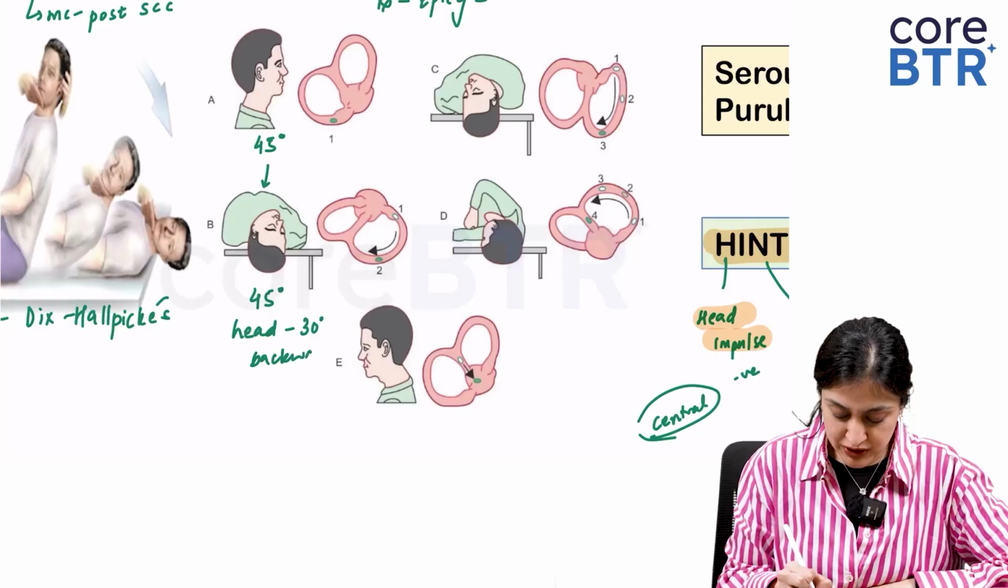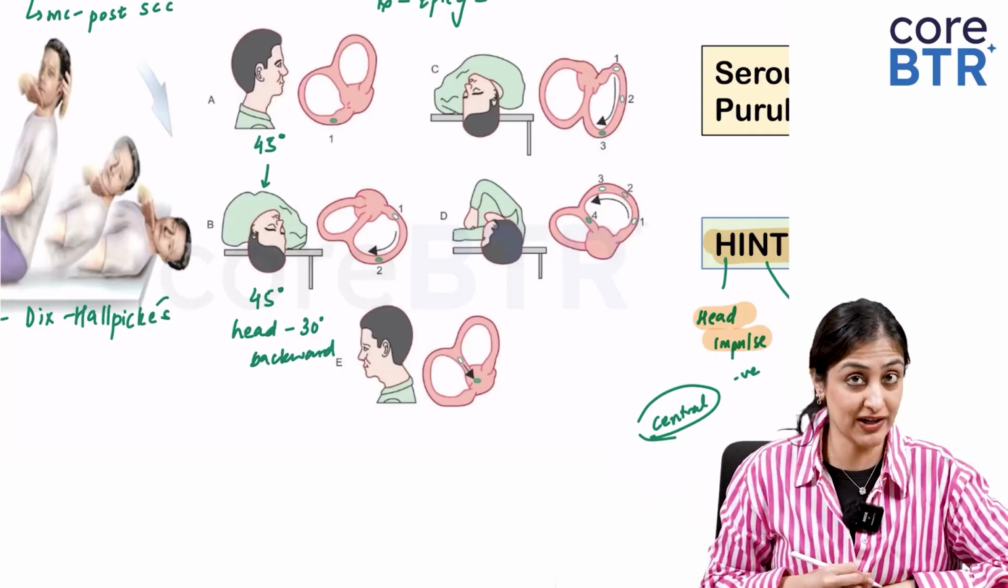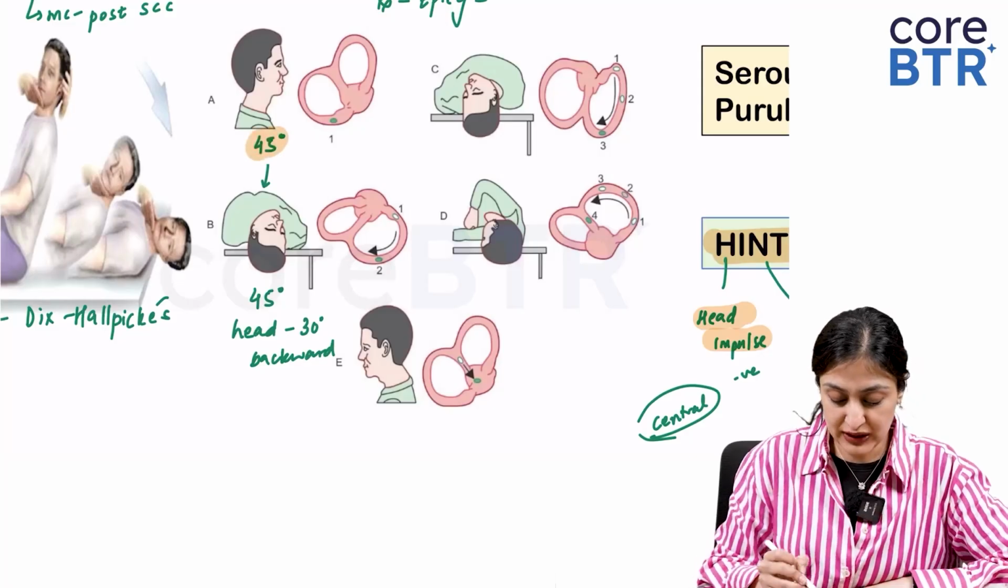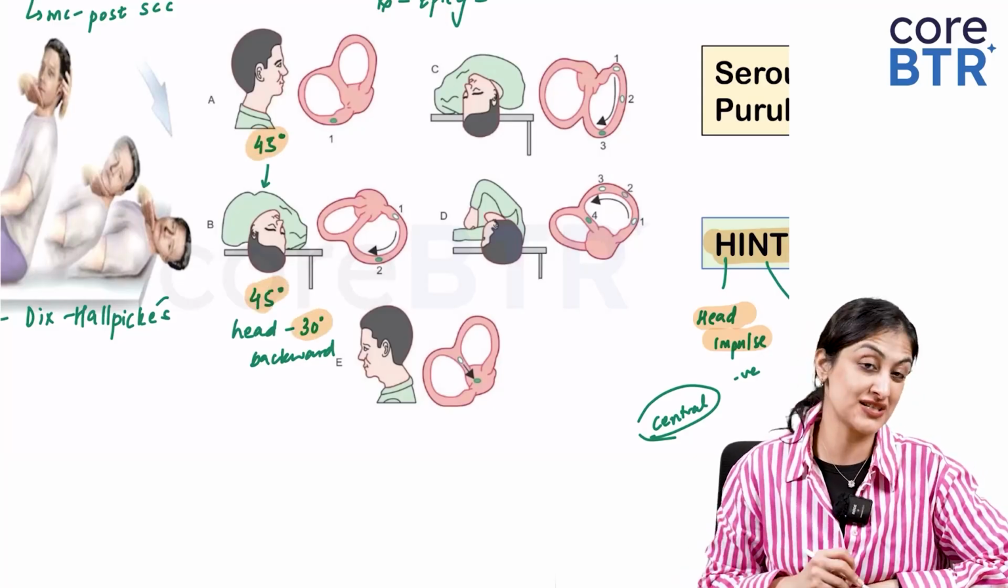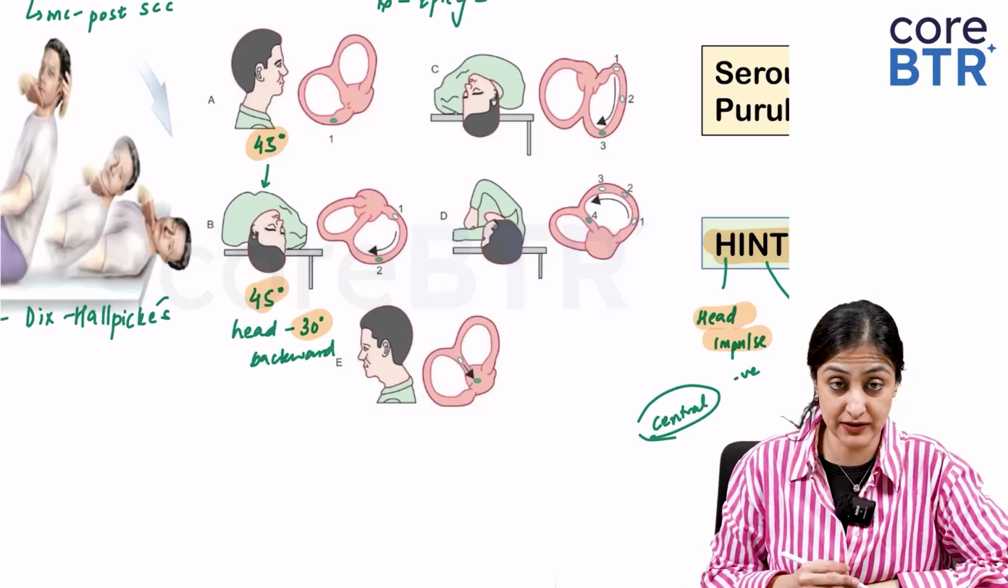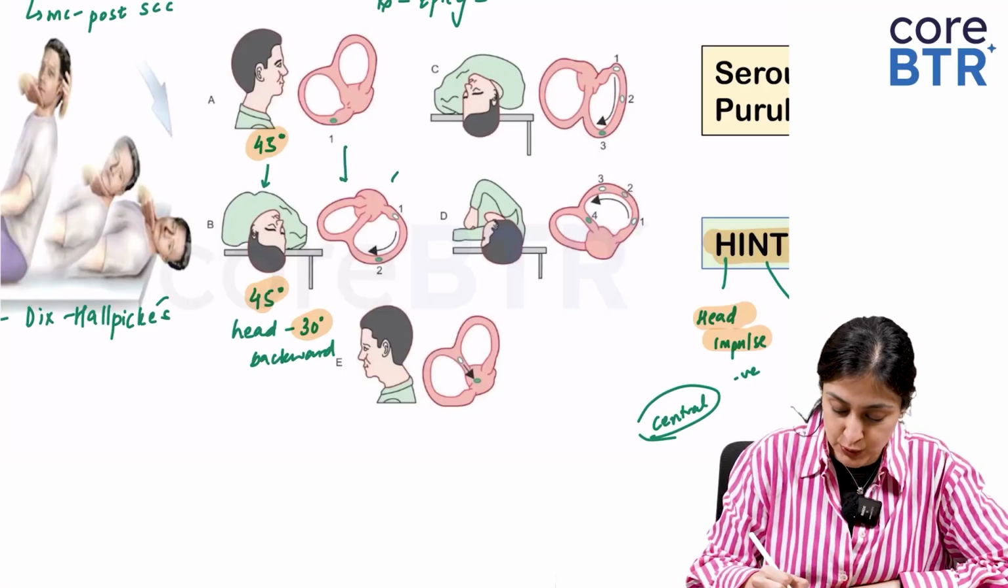So they can ask you to arrange 5 numbers. It can either be 45 followed by 45 or 30. They can give you either, so this is 1, 2, 3.